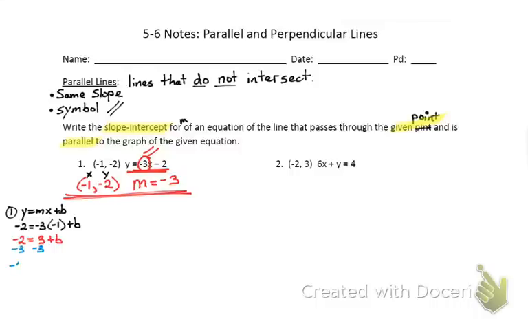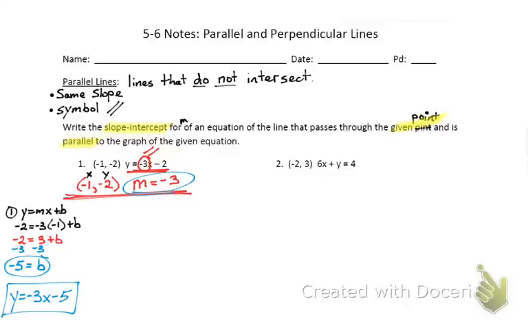So now we have -5 equals b, and we know that if we know our b and our m, we can write our answer being y equals -3x minus 5. Now, that is one way to solve this equation. That would be solving for b.